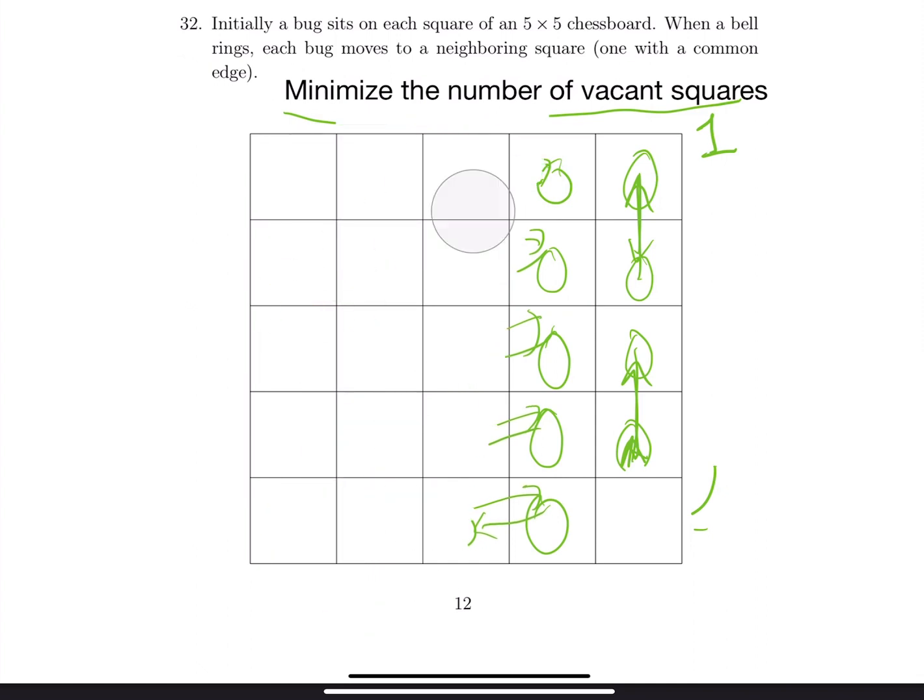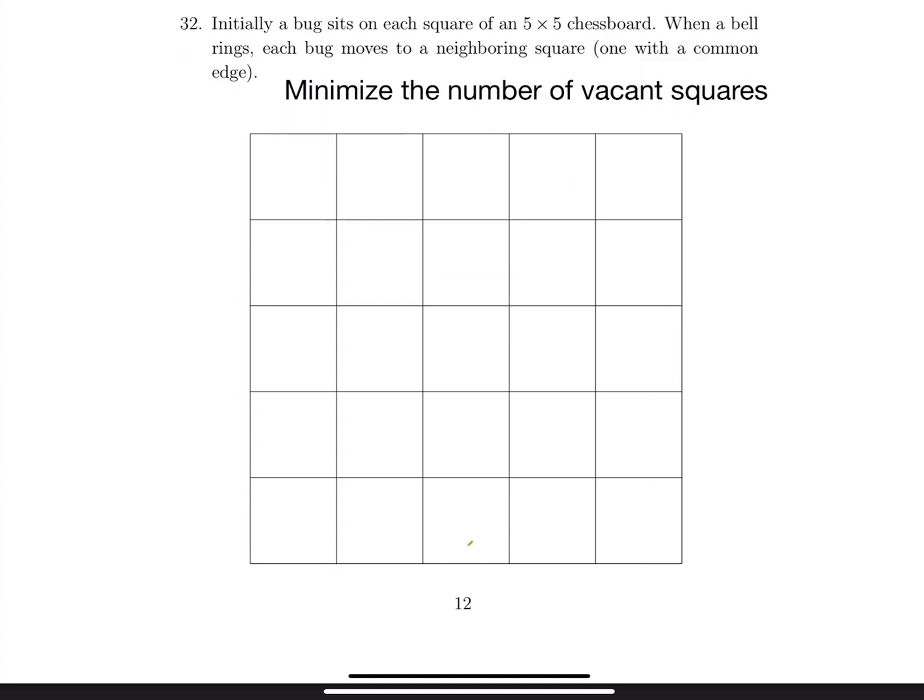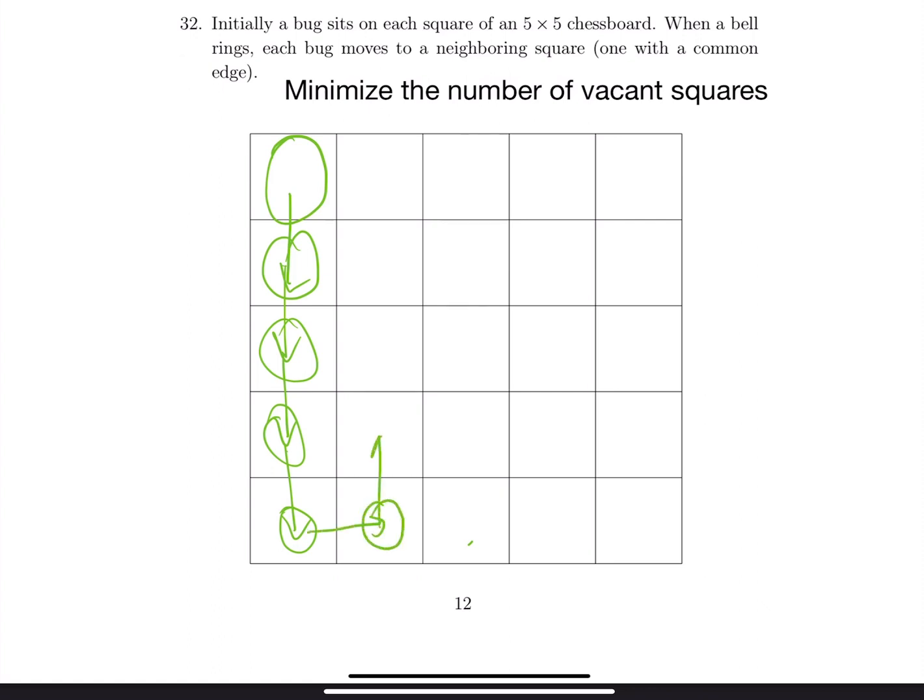So let's try a different strategy to try to get 0 vacant squares. So this bug, let's move it to here. This bug to here. This bug to here. This bug to here. So notice that here we're not pairing things up, but we're moving everything in the same direction, mostly. Try to keep going up. So that bug's moving here, that bug's moving here. So far, our plan is working.